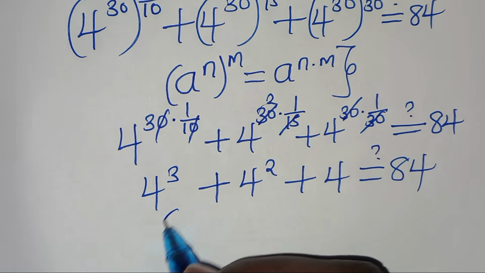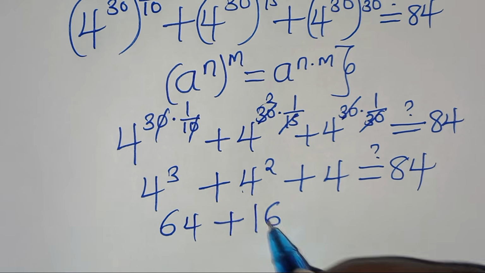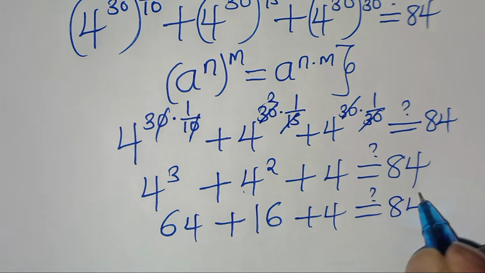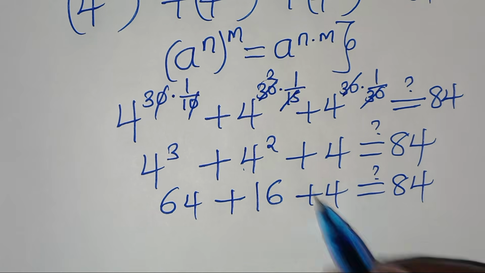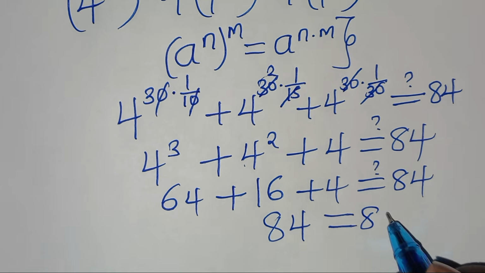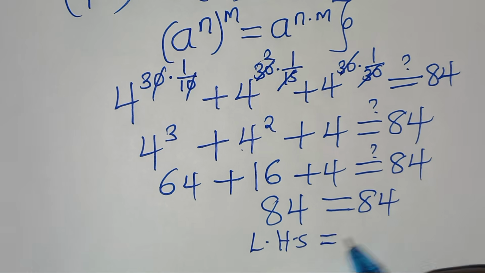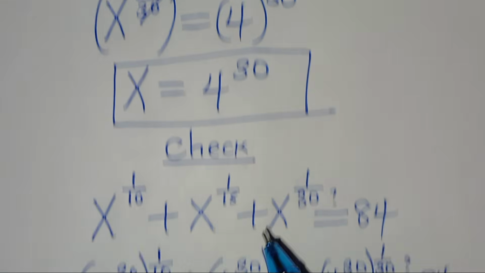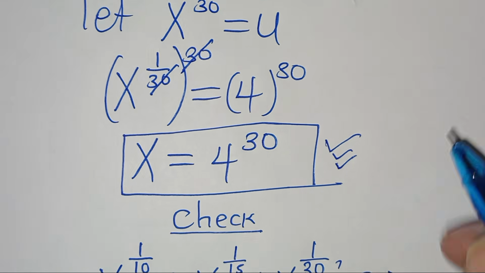4 to the power of 3, this is 64, plus 4 to the power of 2, this is 16, plus 4. This is supposed to give us a value of 84. 64 plus 16, this is 80, plus 4, this is 84, and this is equal to 84. So the left hand side is equal to the right hand side. And this affirms that the value of x, which is 4 to the power of 30, satisfies the equation.